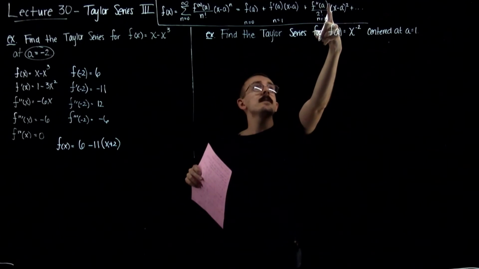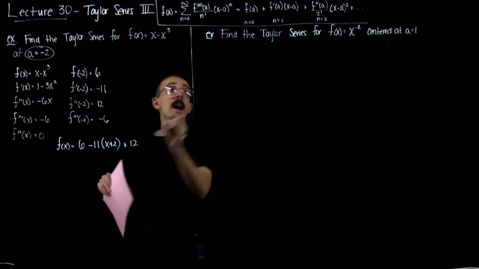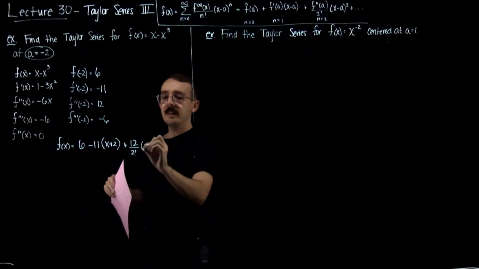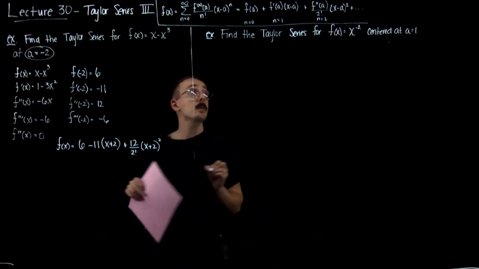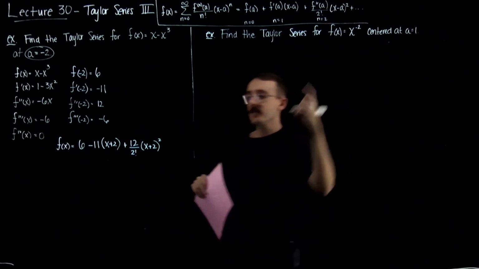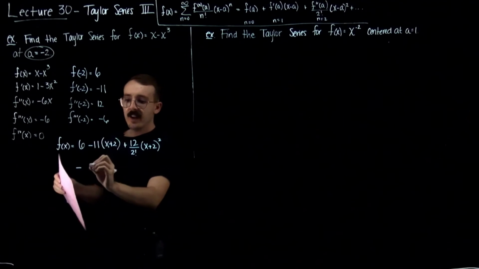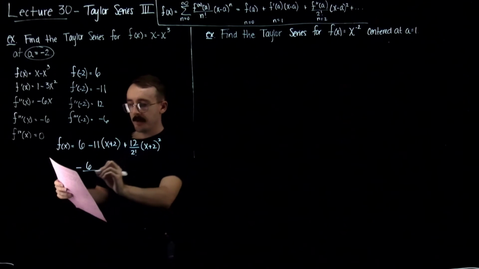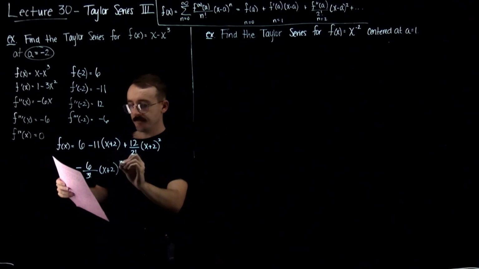Next, I need to do the second derivative at a, which is 12. And then you divide it by 2 factorial. And then it's x minus, or well, minus a, so x plus 2, and now it's squared. And notice I'm going to need one more term. So let's just follow the pattern. For the third derivative, I have minus 6. You divide it by 3 factorial if you're following the pattern. And then this is x plus 2 cubed.